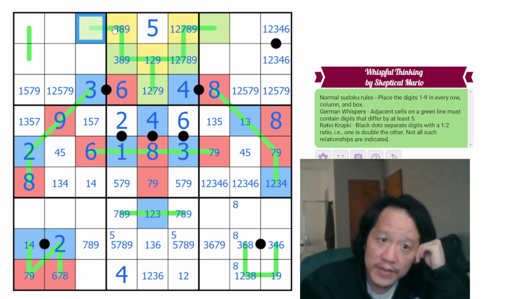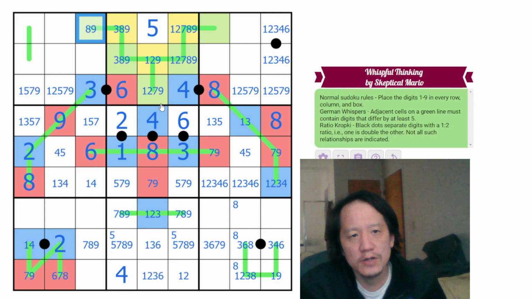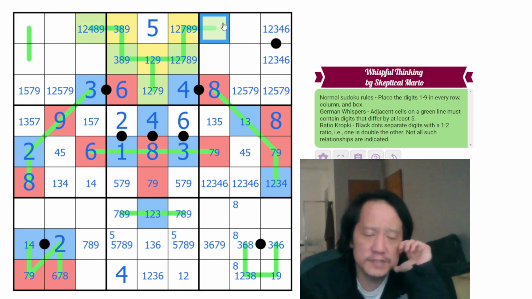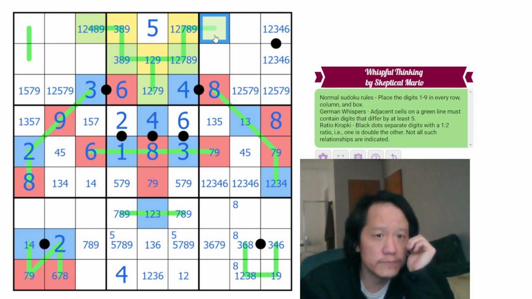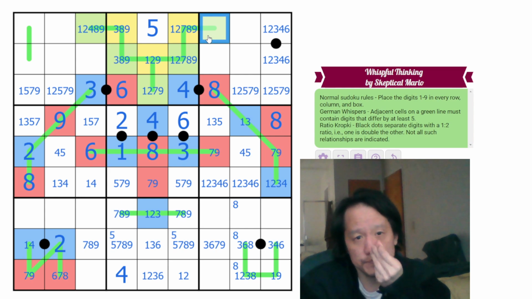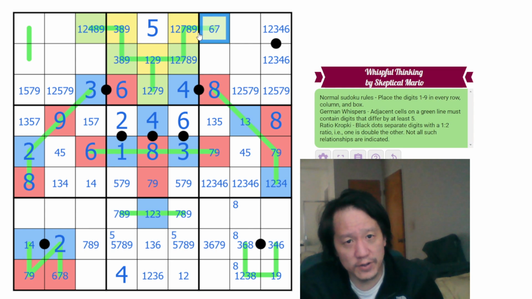If this is a high, that means it's next to a 3. So it would have to be 8 or 9 if it's a high. If it's a low, it could be next to 8 or 9. So 1, 2, and 4 all fit there. If this is a high, it would have to be next to a 1 or 2. So it could be any of 6, 7, or 9. And this could be any of 1, 2, 3, 4.